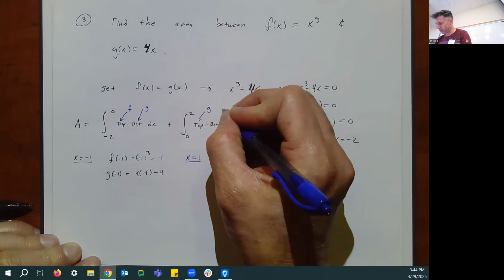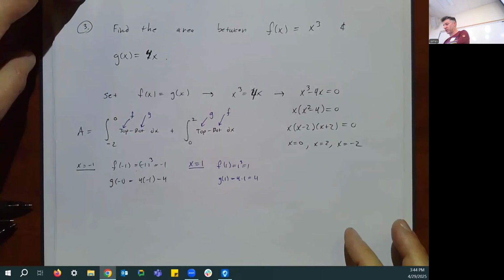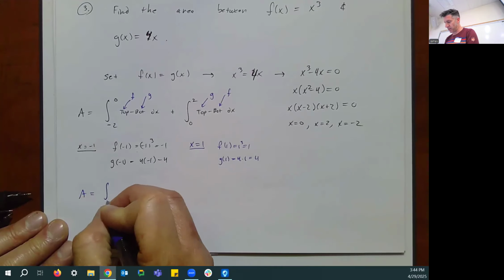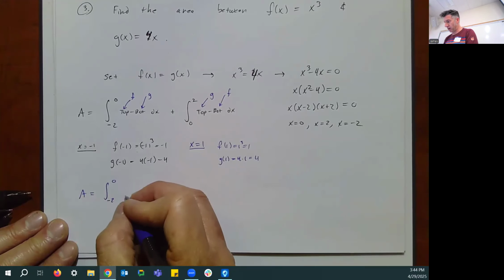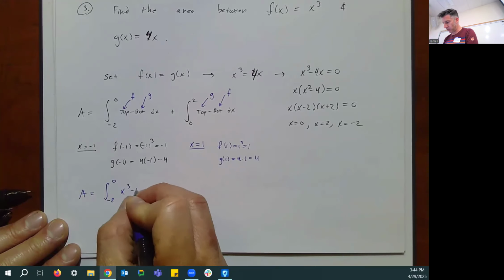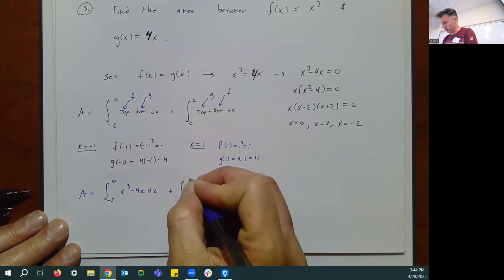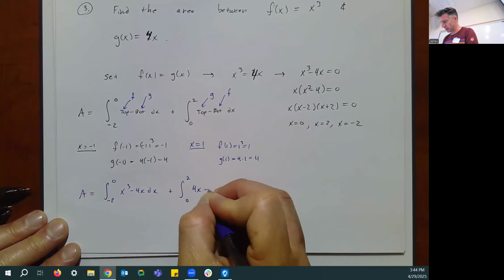And f is the bottom function. So the way we should actually set this up is that the area is equal to the integral from -2 to 0 of x cubed minus 4x dx plus the integral from 0 to 2 of 4x minus x cubed.